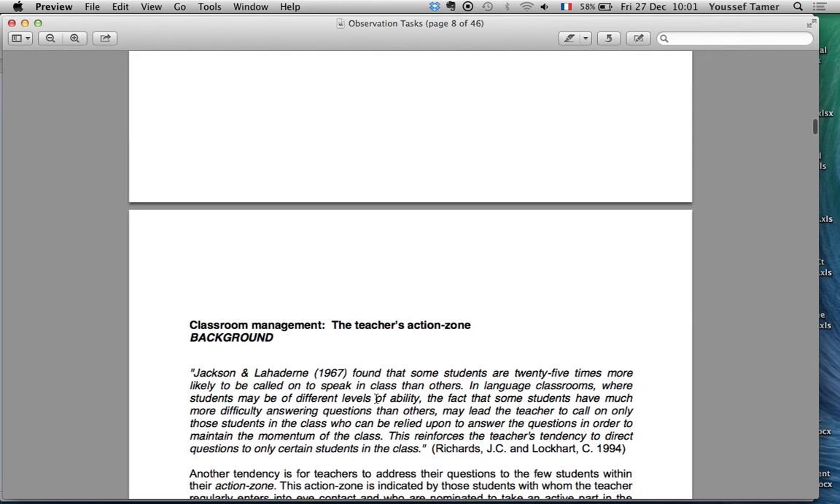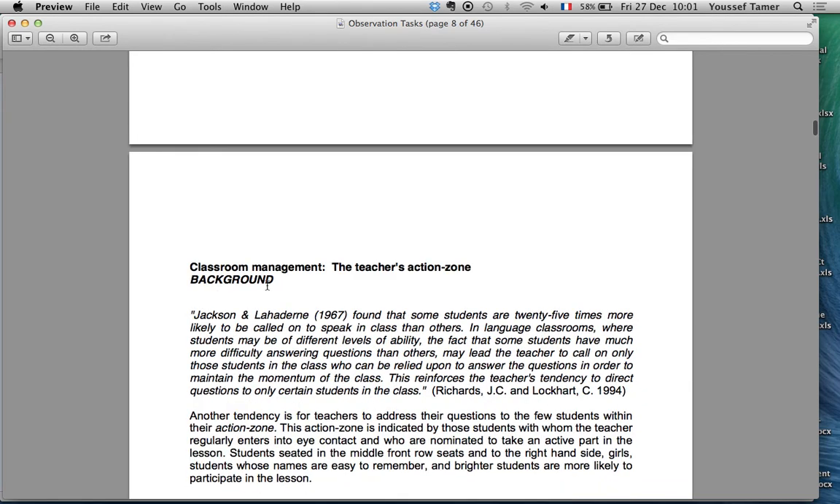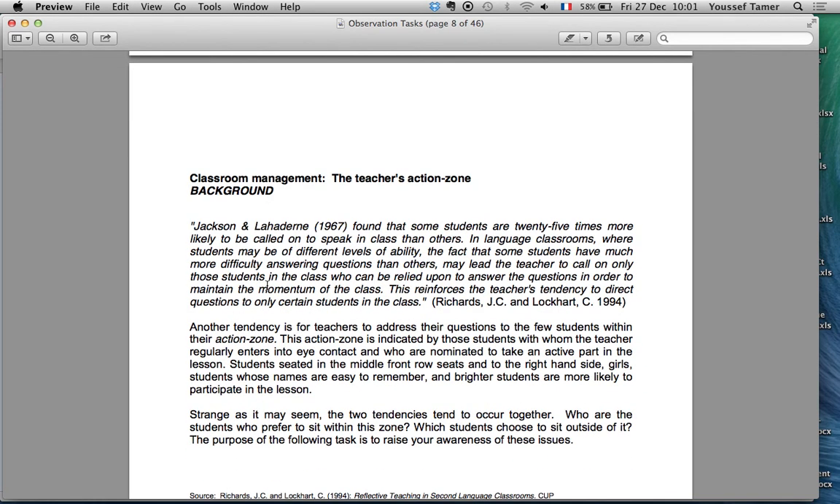So for example, in relation to classroom management, if you want to deal with this issue in your observation, one of the things you can have a look at and bear in mind in this regard is what is referred to as the teacher's action zone. Teacher's action zone. I suppose you are familiar. Anybody can recapitulate on that?